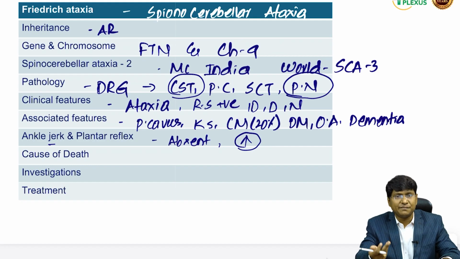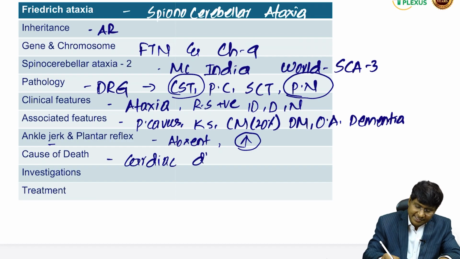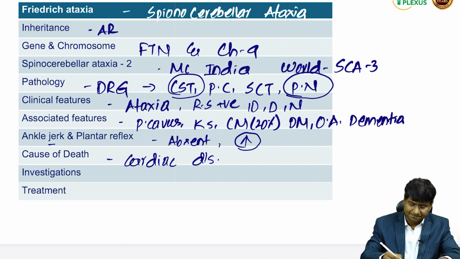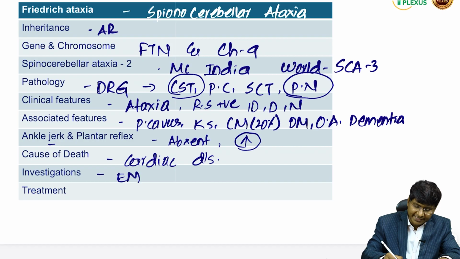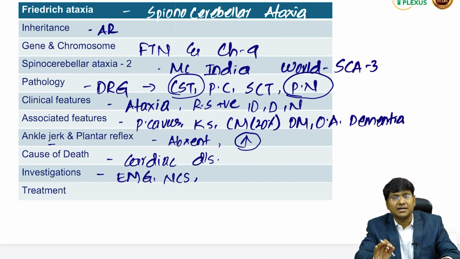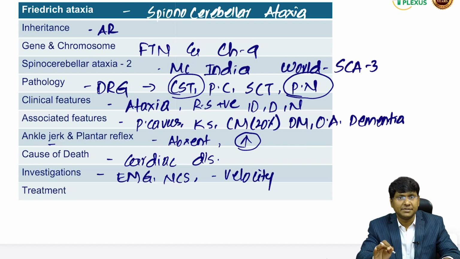In individuals with Friedreich's ataxia, what is the cause of death? The cause of death is due to the development of cardiomyopathies. So cardiac disease is a cause of death in Friedreich's ataxia. And how do you work up these patients? You need to do electromyography or nerve conduction studies, and you need to check the conduction velocity in the motor fibers. So these will be the investigations.